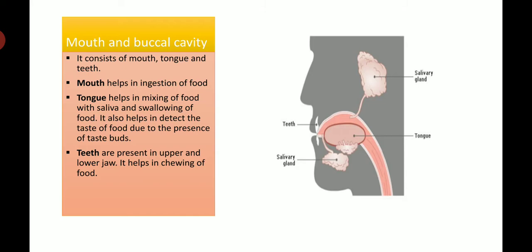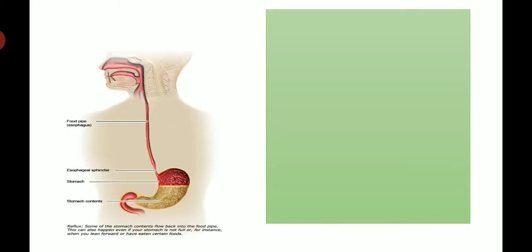Here in the given diagram, children, you can see the placement of the salivary glands, the placement of the teeth and the tongue. The salivary gland present in the cavity secretes the saliva, which breaks the complex food material, that is carbohydrates, to simple sugars.